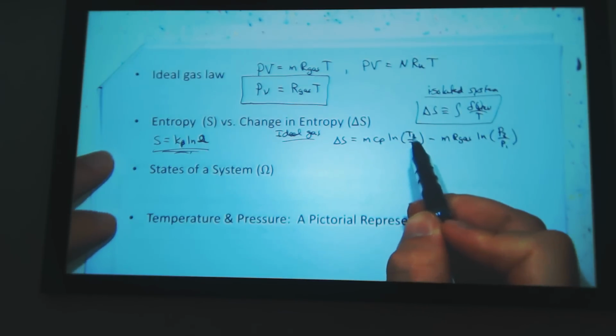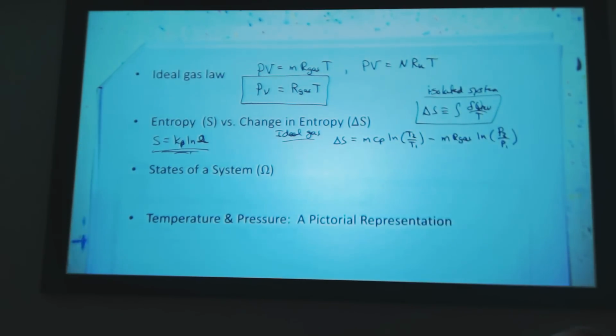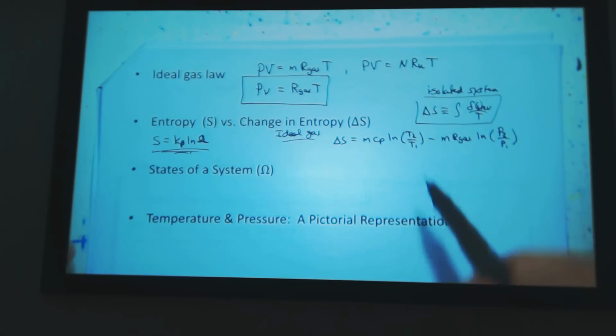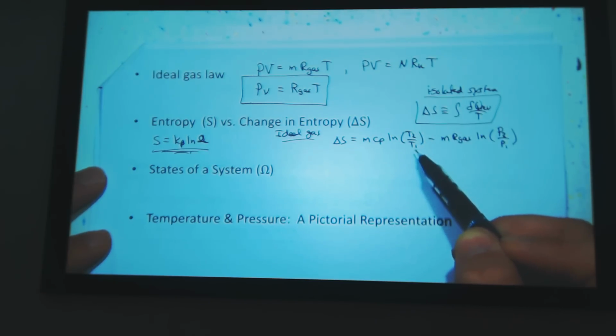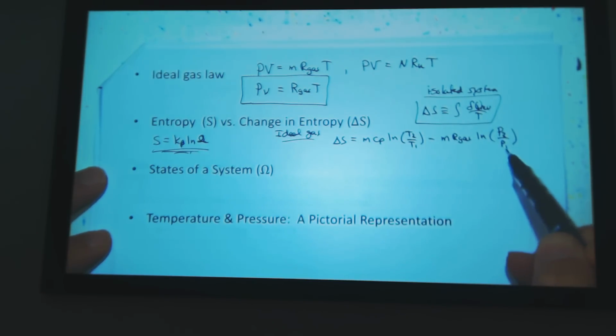So when I talked about earlier, I have a bunch of water at room temperature, and I said there was 1,000 options, and then I cooled it all the way down to absolute zero. So I had my initial state at room temperature, my final state absolute zero. So in that case, T2 would be absolute zero and T1 would be room temperature, initial and final. And then I have my initial pressure and final pressure.